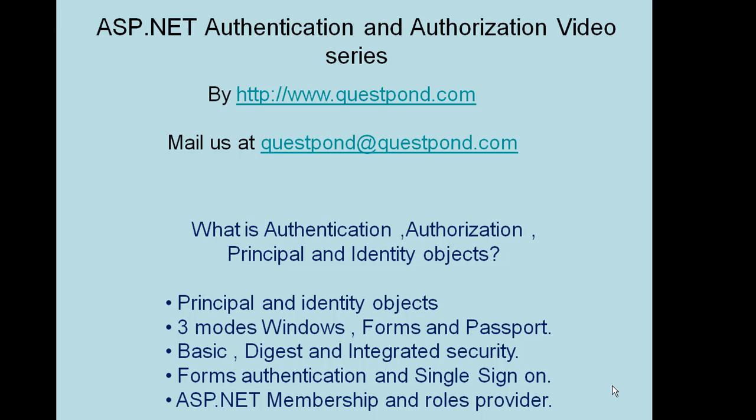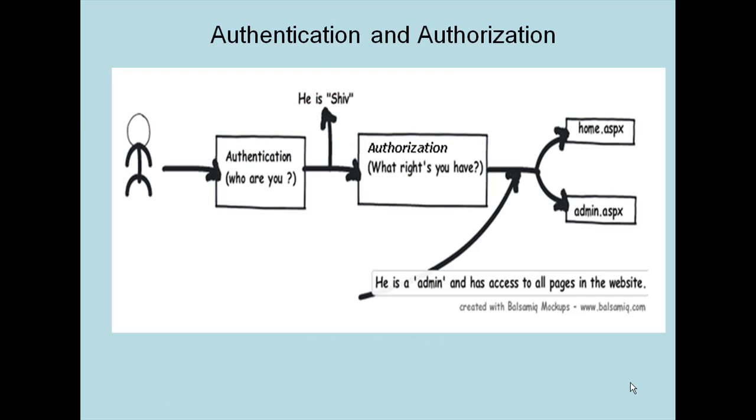First, we'll try to understand the four important vocabularies, because I'm going to repeat these again and again throughout the video. So what is authentication, authorization, principal, and identity objects? In this video series we'll first understand these four important concepts, and we'll look into a simple sample code of how to use the principal and identity objects to understand who is the logged in user currently in your ASP.NET application.